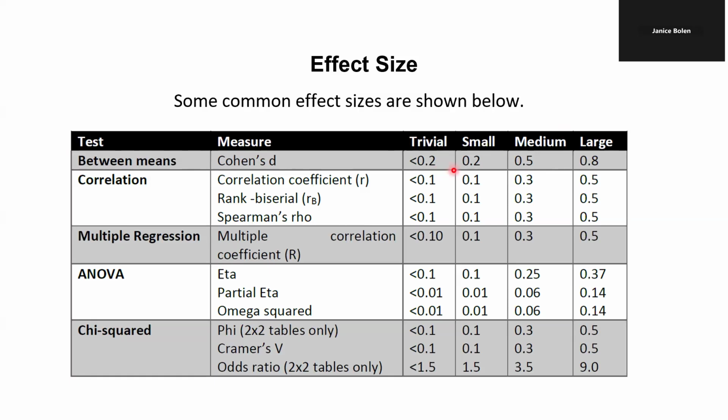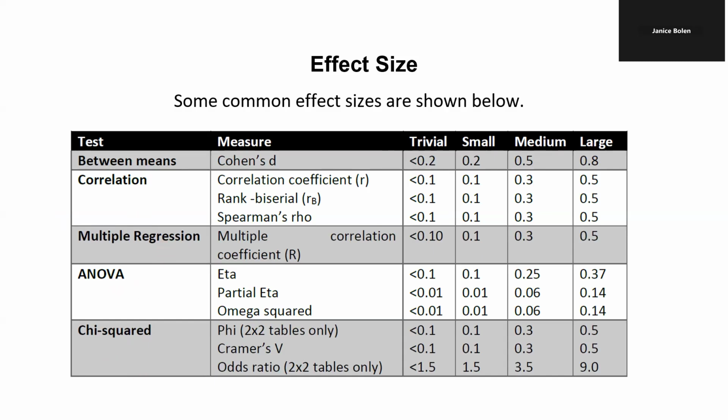If the effect size, or Cohen's d, is less than 0.2, then we say the effect size is trivial. If it is between 0.2 and 0.5, the effect is small. If it is between 0.5 and 0.8, the effect is medium. And if it is 0.8 and above, we take the effect size to be large. So we will use Cohen's d to determine the effect size of the results in the independent samples t-test. We will refer to this table again once we deal with correlation, regression, ANOVA, and chi-square test.